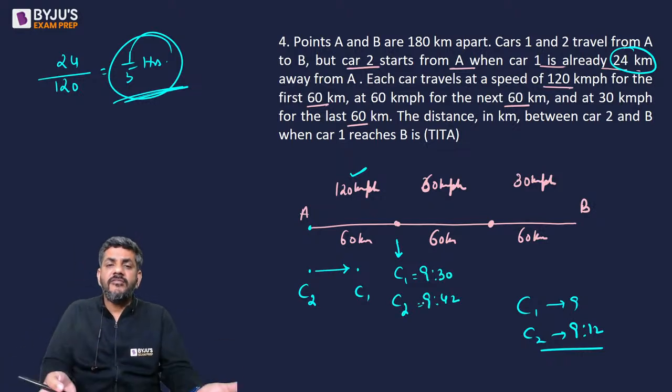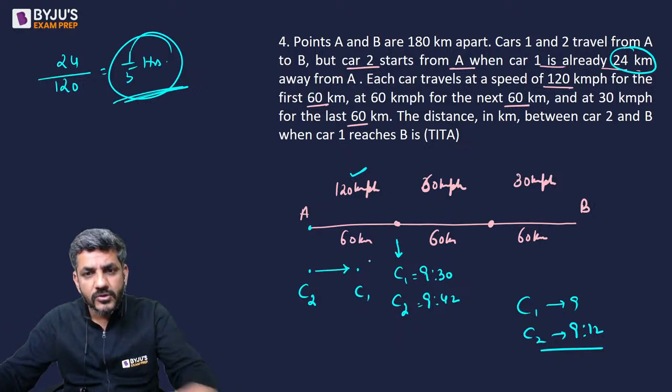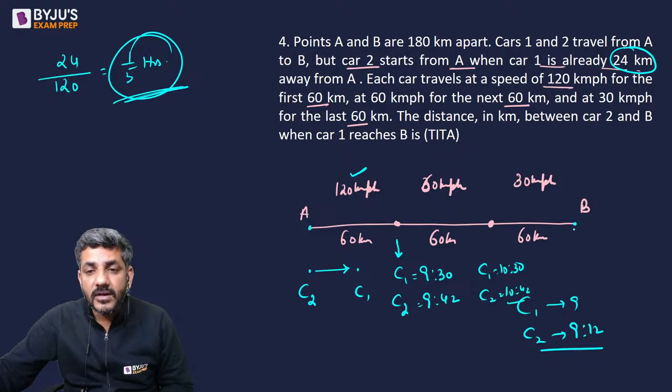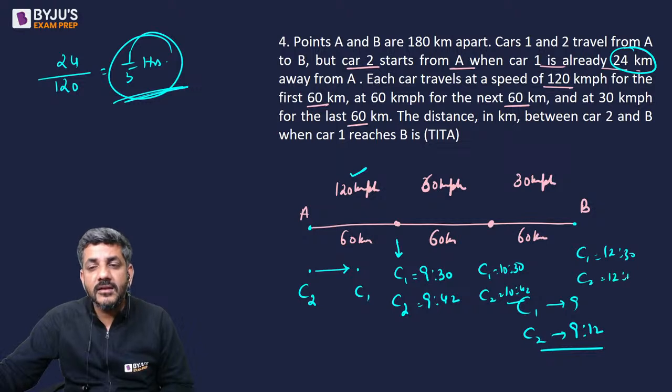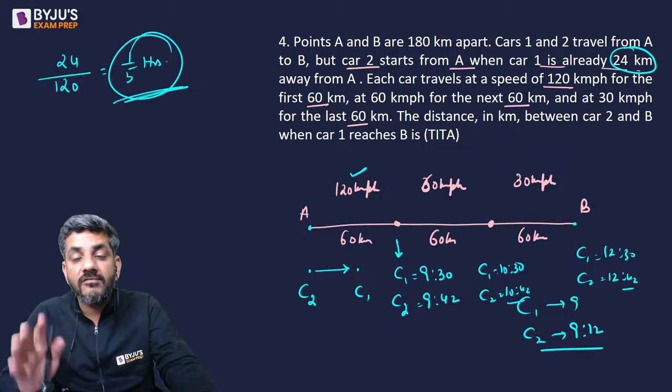भाई 12 मिनट्स का ही डिफरेंस रहना है, बिकॉज दे वुड ऑल्सो टेक 30 मिनट्स, तो वो 12 मिनट्स के बाद वहां पहुंच जाएगी. Similarly, car 1 would reach here at 10:30. So car 2 would reach here at 10:42. Car 1 would reach here at 12:30. So car 2 would reach here at 12:42. So at every point there would be a gap of 12 minutes between them.